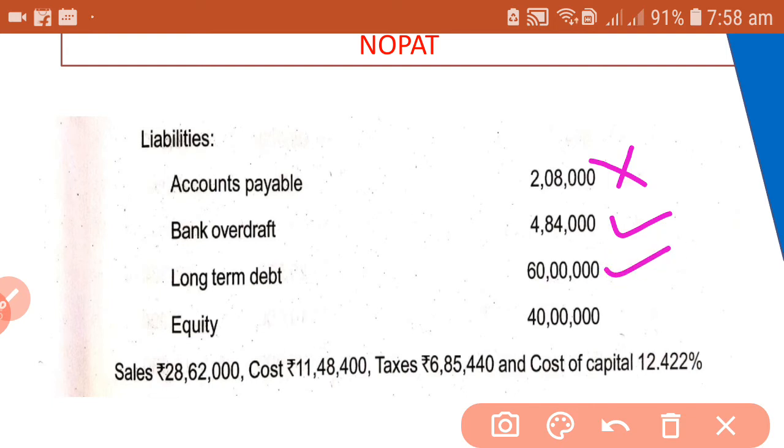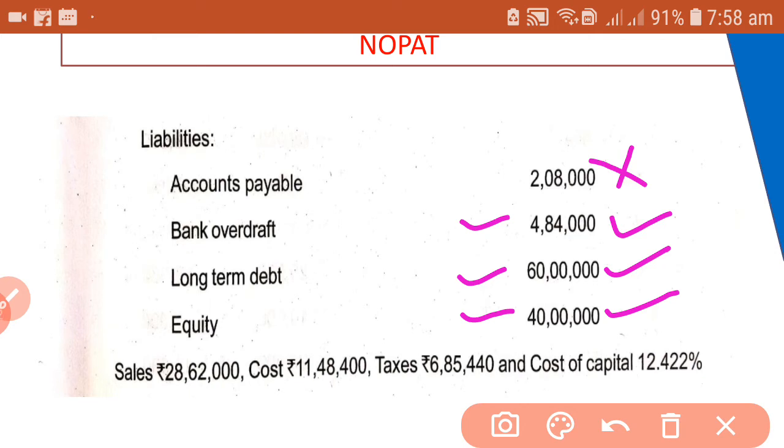Long term debt can be taken. Then equity can be taken. So 40 lakhs plus 60 lakhs plus 4 lakh 84,000, that is 104 lakhs 84,000. 104 lakhs 84,000 will be the capital. So we can calculate EVA here.